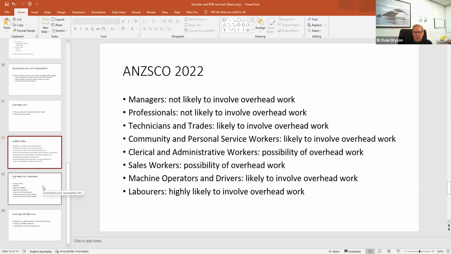Clerical and administrative workers, probably not much chance of overhead work. Sales workers, probably not much chance. Machine operators, yes, they are likely to be involving overhead work depending on where the controls are and what you have to do. Drivers, for example, often have to open and close the curtains on the trailers of their trucks. So to do that, you have to reach up above your shoulders to open and shut them. Labourers, very likely to involve overhead work. So let's look at the next slide.